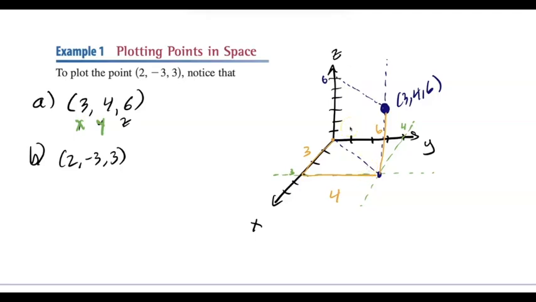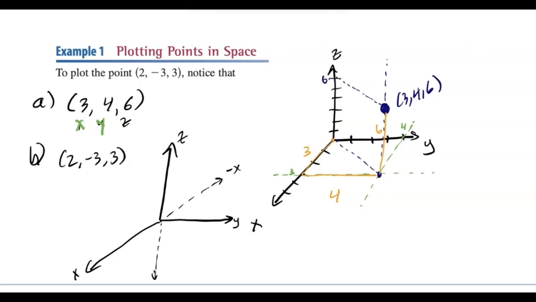Okay, but how about the next one that has a negative value? The negative values, you actually extend them. So this is Z, this would be negative Z down there. This is X, negative X will go over here. And this is Y, and negative Y will go over here. Like that. So we're going to go to my X, right there. That's where I'm at currently. And then I've got to go negative 3 on my Y.